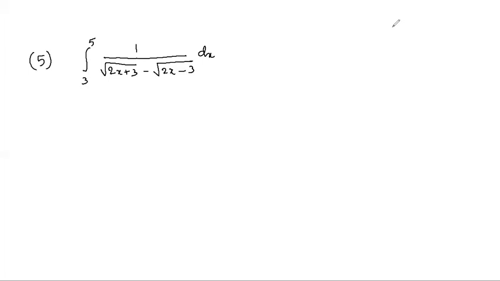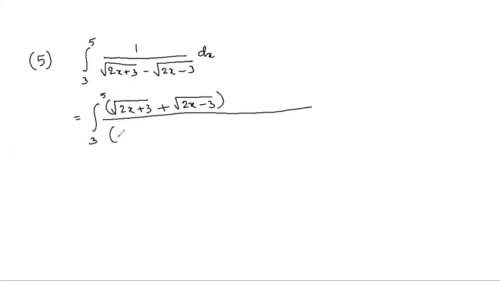Rationalize. Yeah. So first you rationalize it. 3 to 5, root of 2x plus 3 plus root of 2x minus 3, divided by root of 2x plus 3 minus root of 2x minus 3, into root of 2x plus 3 plus root of 2x minus 3.